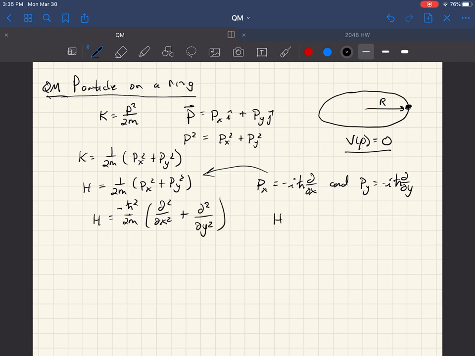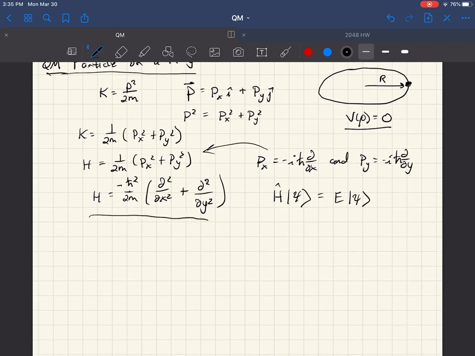Now also remember that the Hamiltonian acting on the ket gives us the energy. So therefore, this expression right here can be written as negative h bar squared over 2m, equal to E. And of course, we're acting on a wave function here.